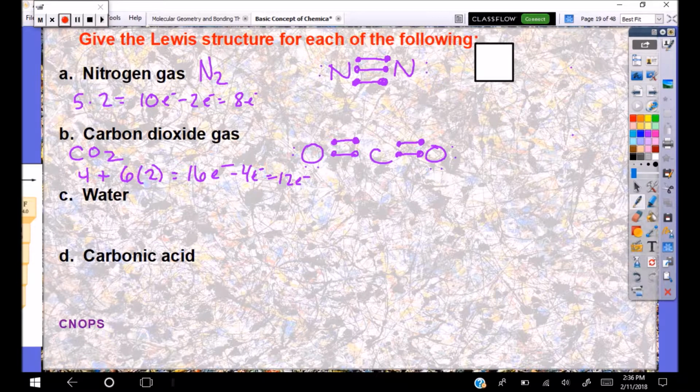All right, let's look at water. Water we know is H2O. All right, so 2 times 1 valence electron for each hydrogen, plus 6 for oxygen, gives me 8. 8 electrons.